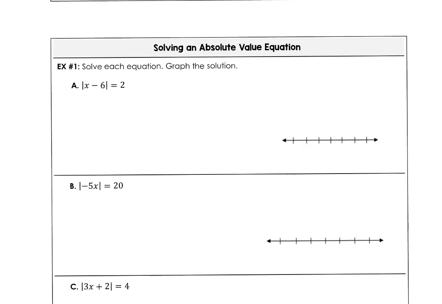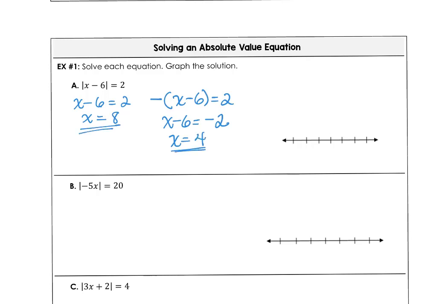So let's jump in with solving some of these. Solve the equation, the absolute value of x minus 6 is equal to 2. So x is either going to be 8, or we're going to say the opposite of our number, x minus 6, is 2. So x minus 6, I'm going to divide the negative on both sides. So x is equal to 4. So we have two solutions. Either x is 4 or x is 8.